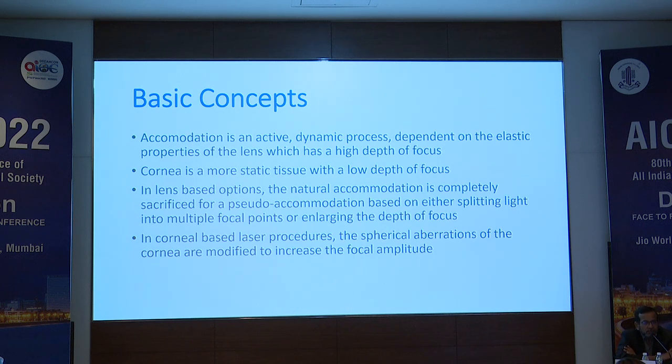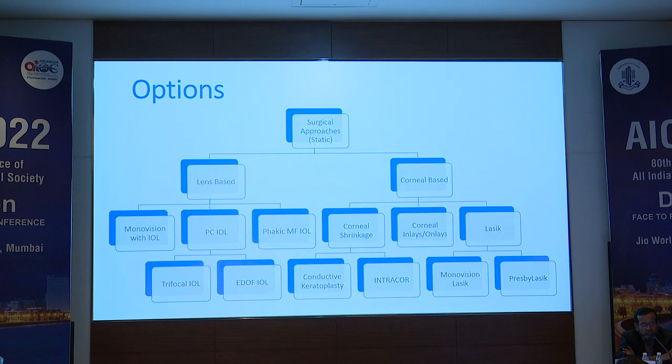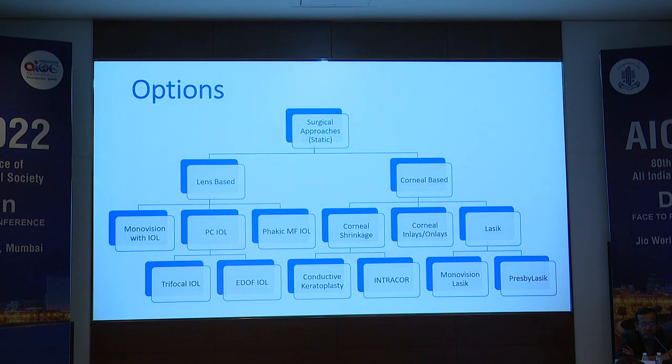Remember, at 40 and 41, they may have lost a little bit of accommodation, but they still have some accommodation left. Okay? So here you're putting a lens which is either going to split light or enlarge the depth of focus. And in corneal-based laser procedures, you're going to play around with the spherical aberration of the cornea so as to increase the focal amplitude. These are various options available to you. Today we are going to stick to the options of changing the lens or changing the depth of focus, which is basically Presby LASIK.